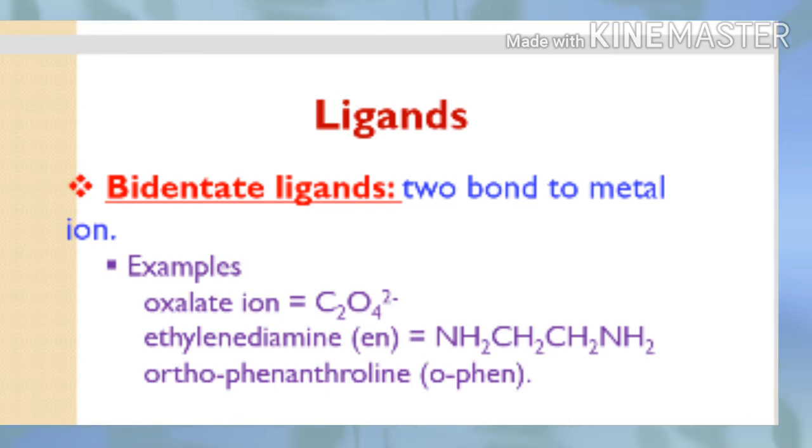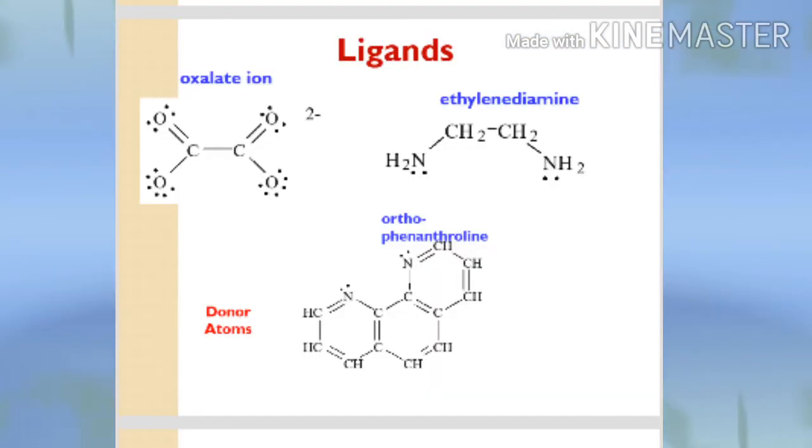NH2CH2CH2NH2, orthophenanthroline, etc. The structure of bidentate ligands is in this way. Oxalate ion contains a total of 4 oxygen atoms. Out of that, 2 oxygen atoms donate the lone pair of electrons. Ethylene diamine contains 2 nitrogen atoms which contain the lone pair of electrons, and that donates the electrons to the central metal atom and forms coordinate covalent bonds.